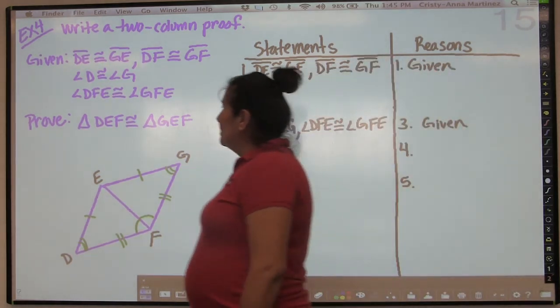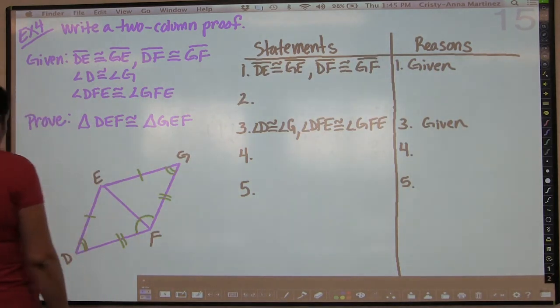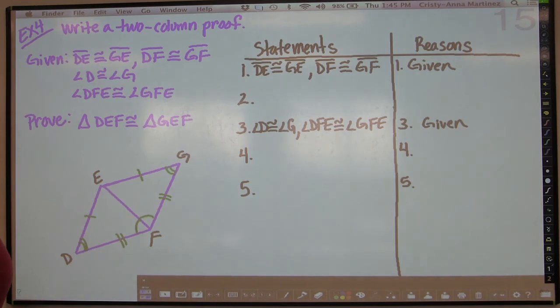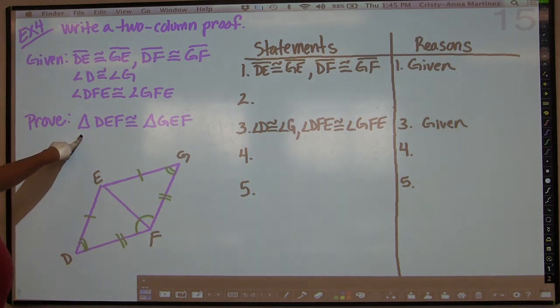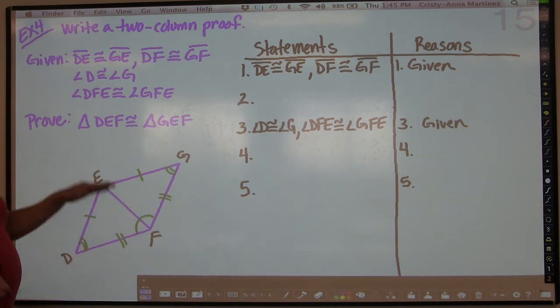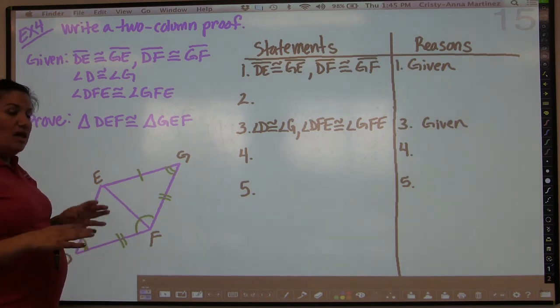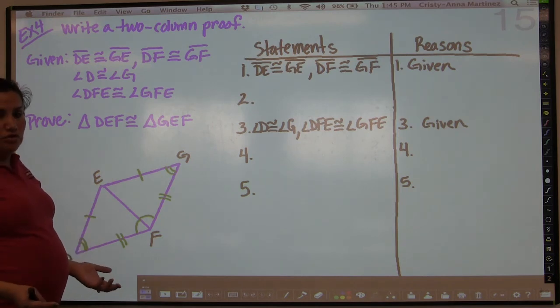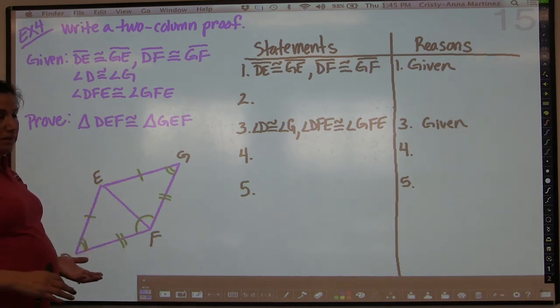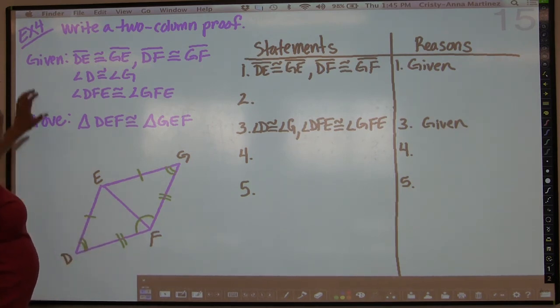But example 4 says write a 2-column proof. I know you don't like writing proofs, but they're not that hard. When you're trying to prove that triangles are congruent, remember that there's basically 6 pieces of information that you have to have in your proof. When you want to prove that two triangles are congruent, in your proof you have to state that the 3 different pairs of angles are all congruent and that the 3 different pairs of sides are all congruent. If you can do that, then you've proven that the triangles are congruent because all of the corresponding parts are congruent. So they've given us a lot of given information.